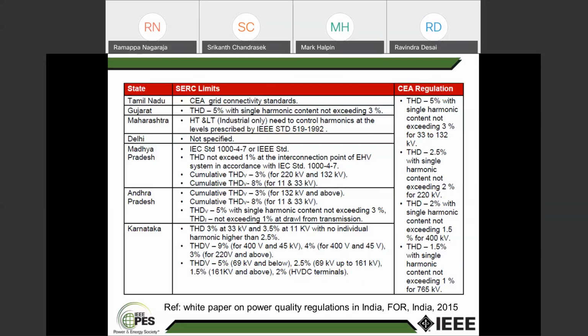And if you look at the various states and also the limits, CEA regulation is different. And further, in 2019, which we are going to discuss, CEA has put forth very stringent regulations, and very clearly they are following the IEEE 519-2014. Therefore, I would like to know how the situation is in the US, because the US is also a very vast country, and also North America and other places. I would like Mr. Mark to comment on whether it should be state specific or whether across India we should have the same standard.